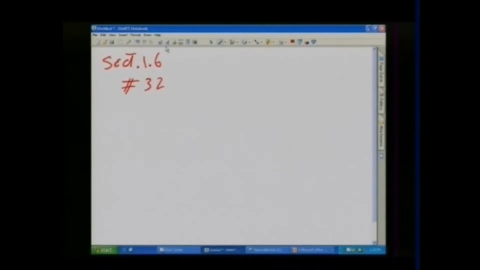The instruction says solve the given equation. Number 32, you have 4 divided by x times (x minus 2) equal to 2 divided by (x minus 2). Let me just put parentheses around this just in case. It will look a little bit better.